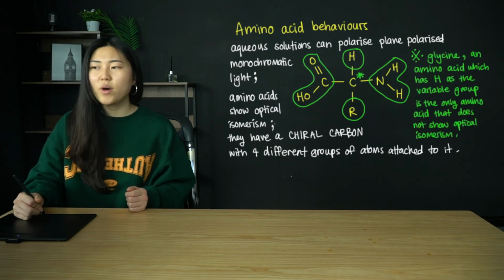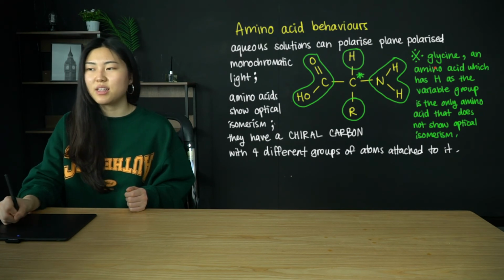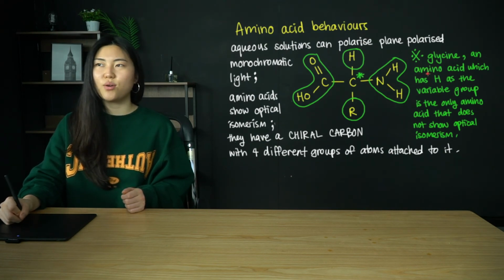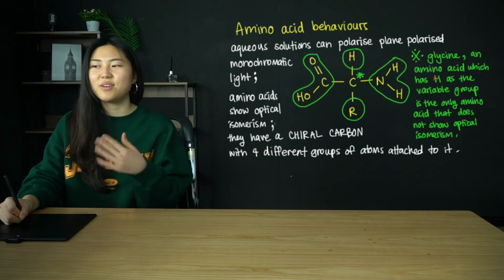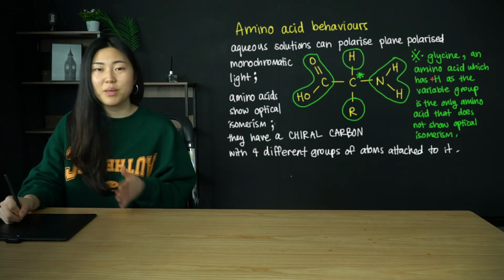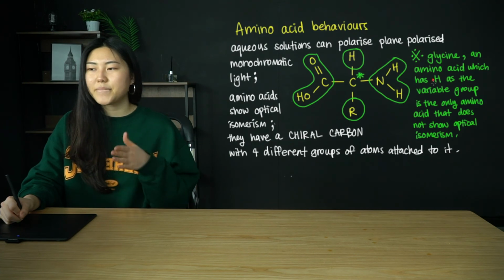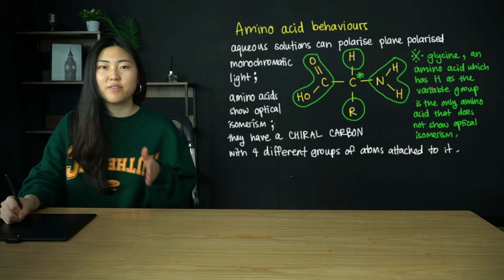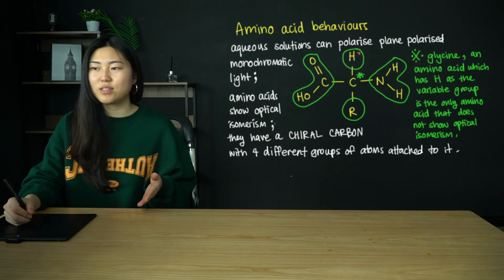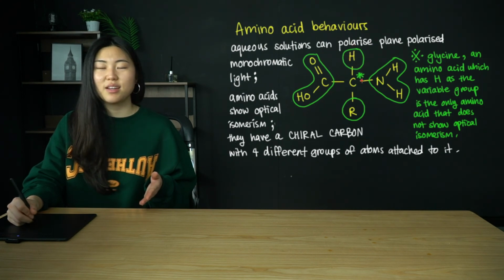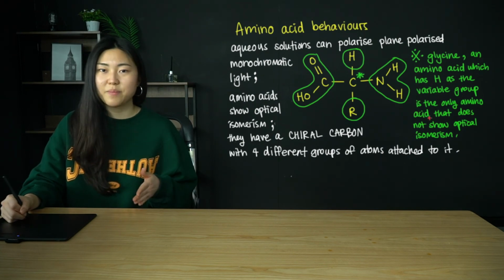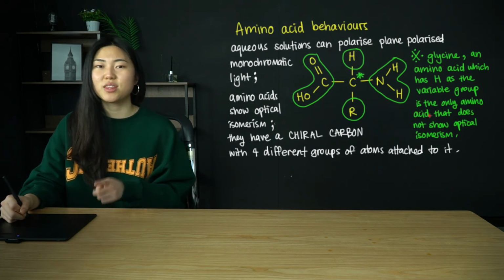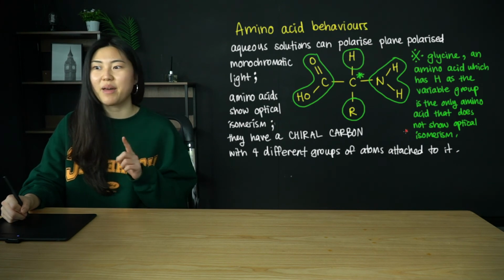So one exception is glycine. I don't think you should know the name of the amino acid, but in glycine, this has H as the variable group, meaning that it's going to be the same as this H, right? So this carbon is not going to be a chiral carbon. So it's not going to show optical isomerism, okay? So that's one exception that you must bear in mind.